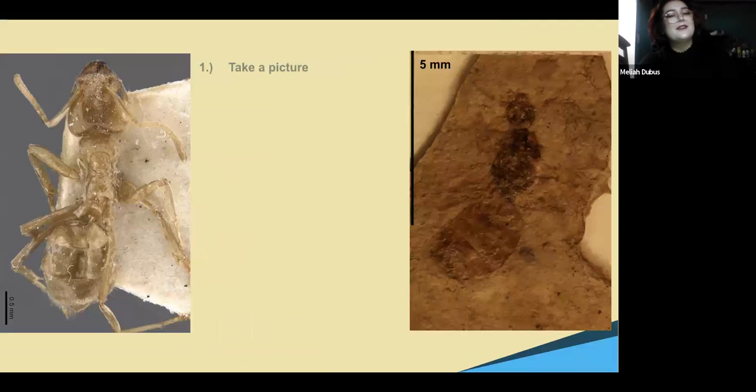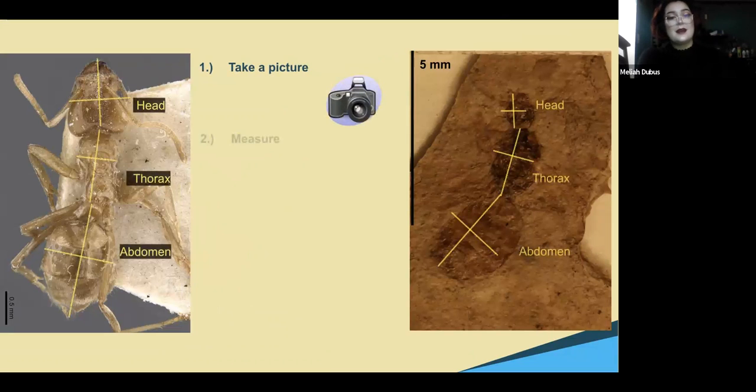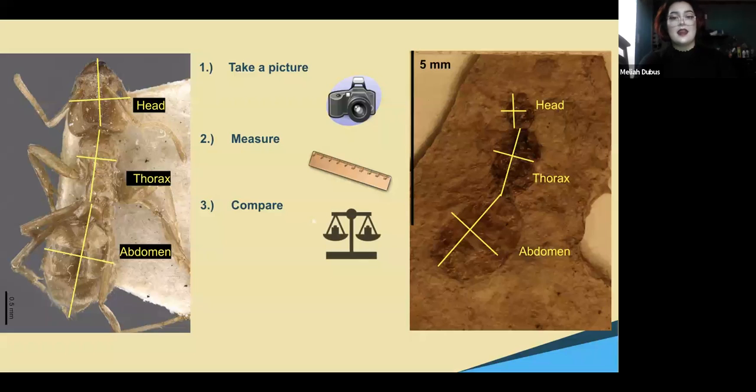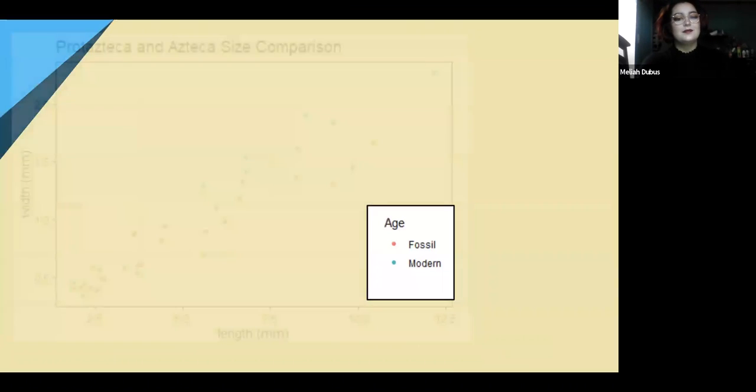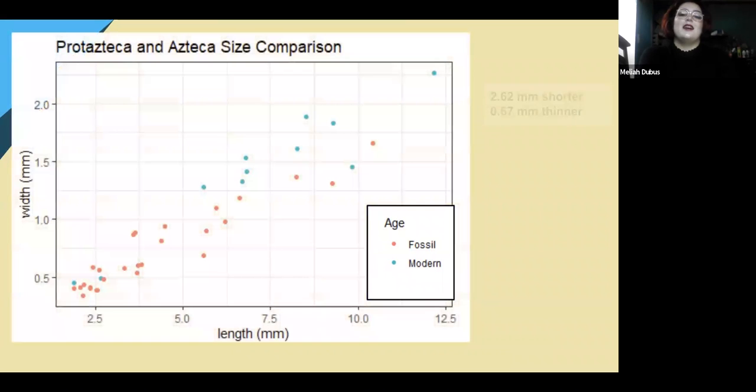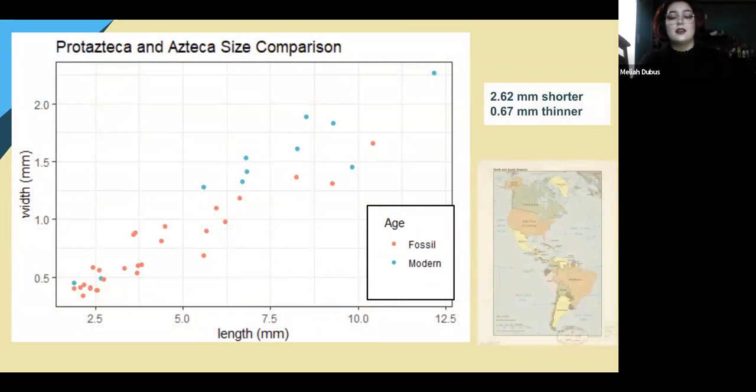We first took high-resolution pictures using Helicon Focus, Helicon Remote, and a StackShot setup. Then we measured the pixels using ImageJ and converted them to millimeters using a scale bar. Then we were able to use RStudio to compare the ants of the Eocene to modern day ants. When we noticed a significant difference, we looked into it further for reasoning or an answer as to why they were different.